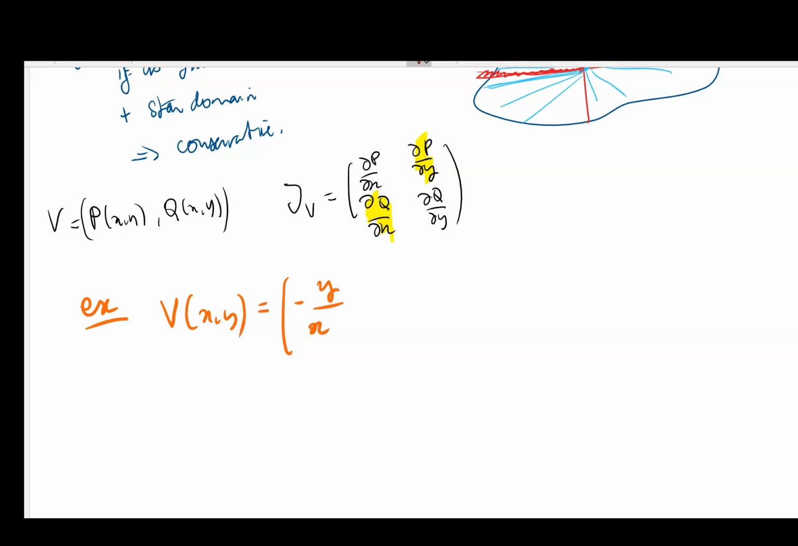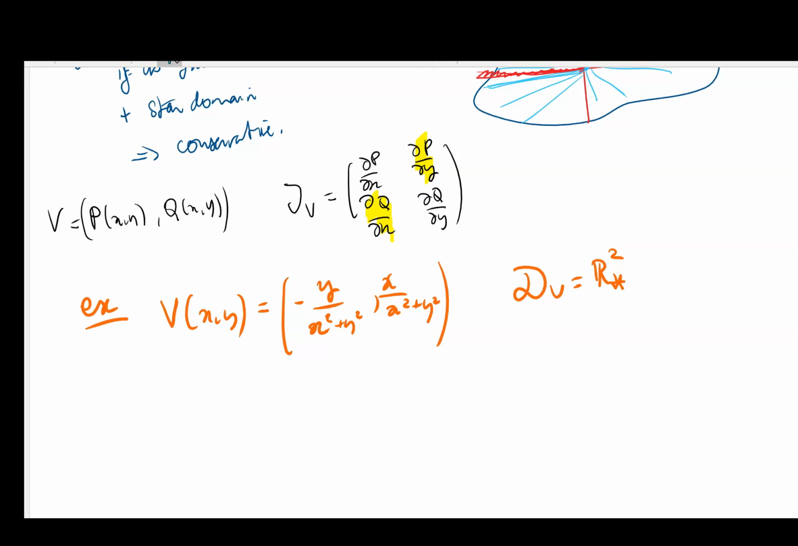vector field (-y over x² + y², x over x² + y²). First thing that we have to see is that the domain of V is, well, R² star. I must exclude the origin, because otherwise it would mean dividing by 0 in my two components. Okay, so the domain of V is R² star. That's the first domain that comes naturally.